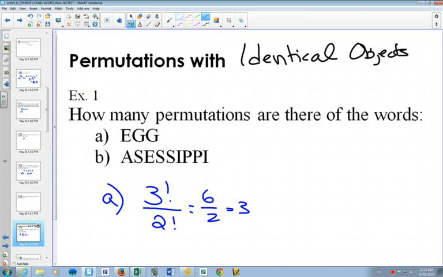I'm not going to write all the ones out for Mississippi, which is a ski hill. How many letters do we have? 9. So we would have 9 factorial, but what do we have to divide by? 3 S's, so 3 factorial for the S's, 2 I's, 2 factorial for the I's, and 2 P's.